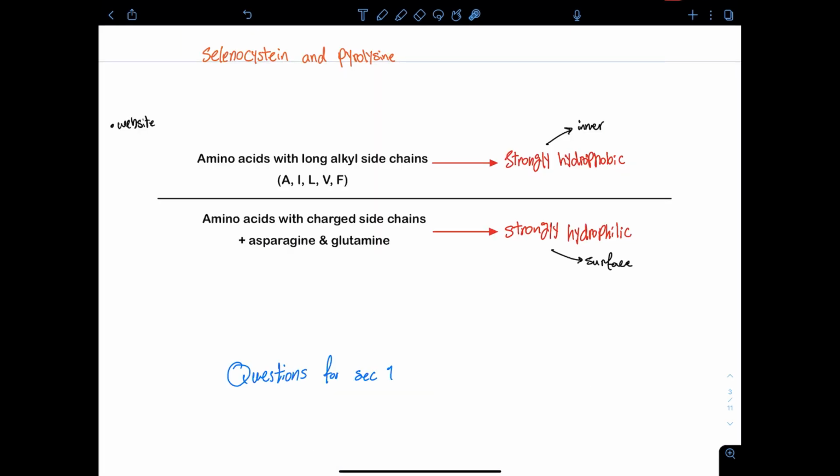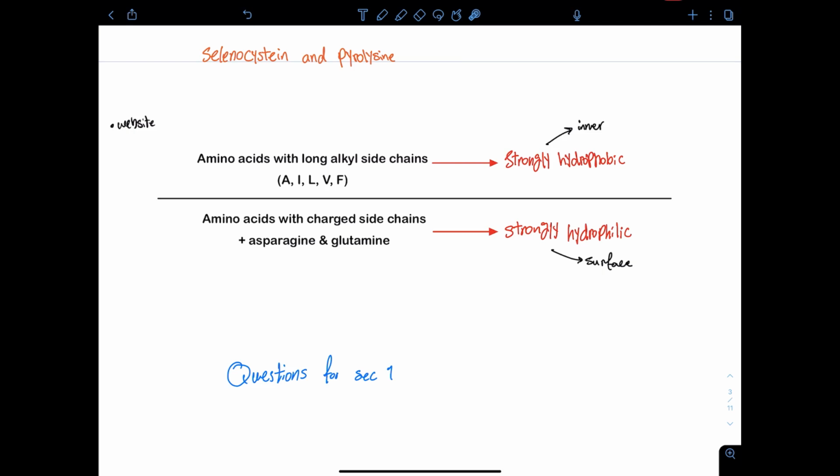Amino acids with long alkyl side chains are strongly hydrophobic. So that means they don't like water. They cannot mix with water. And those amino acids are actually alanine, valine, isoleucine, leucine, and phenylalanine. And since they are hydrophobic, they are in the interior part of the protein. Amino acids with charged side chains plus asparagine and glutamine are strongly hydrophilic. So they would be on the surface of the protein interacting with water.